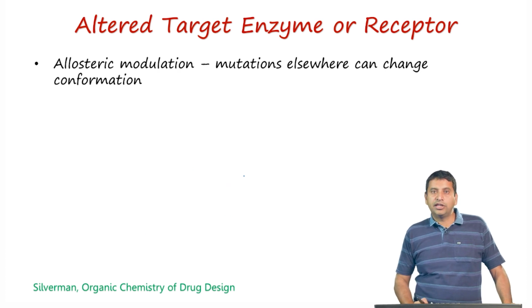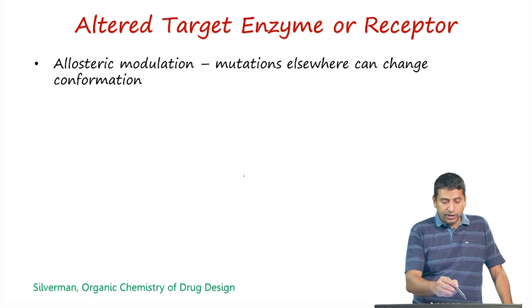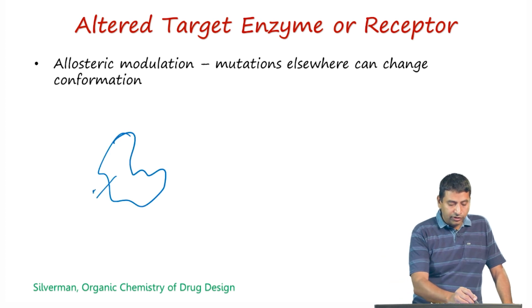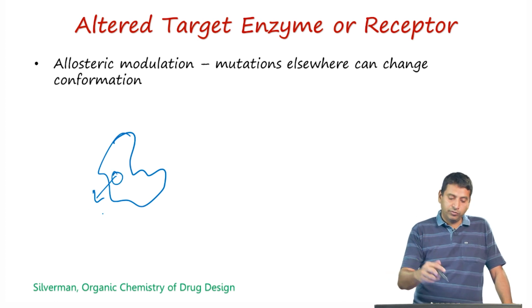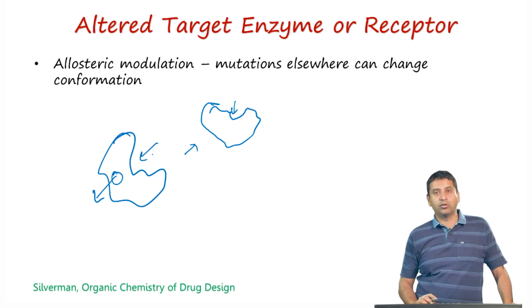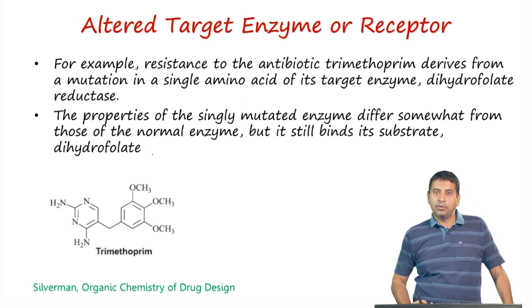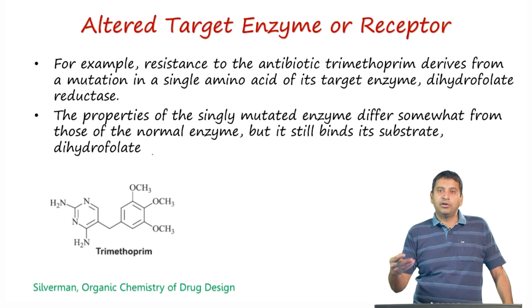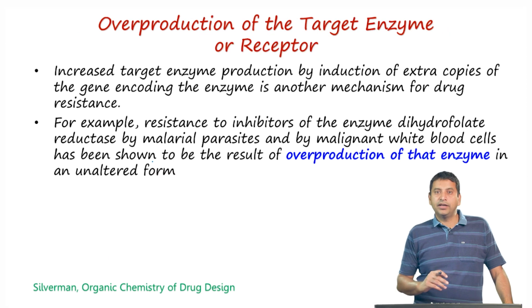You can also have allosteric modulation where mutations elsewhere change the conformation. So, let us say you have a protein. So, the mutation can occur here and this results in a conformational change which changes the binding pocket of the enzyme. So, now this is not very good at binding anymore. For example, resistance to the antibiotic trimethoprim derives from a single mutation of a single amino acid of the target enzyme, which is dihydrofolate reductase. So, the properties of the singly mutated enzyme differ somewhat from those of the normal enzyme, but it still binds to the substrate dihydrofolate.